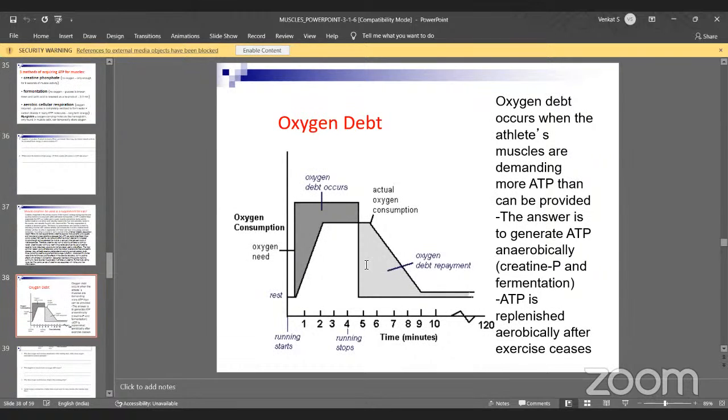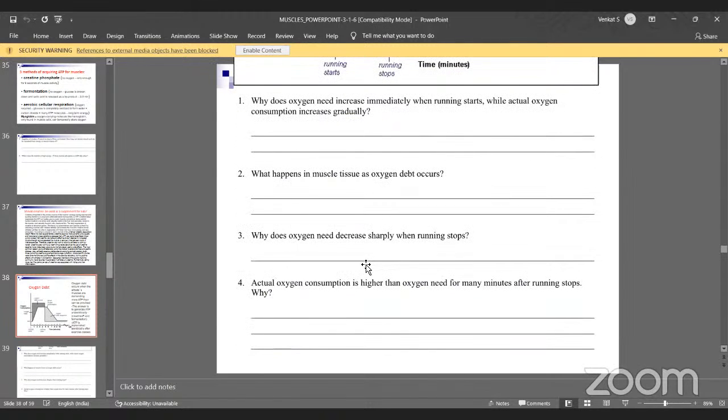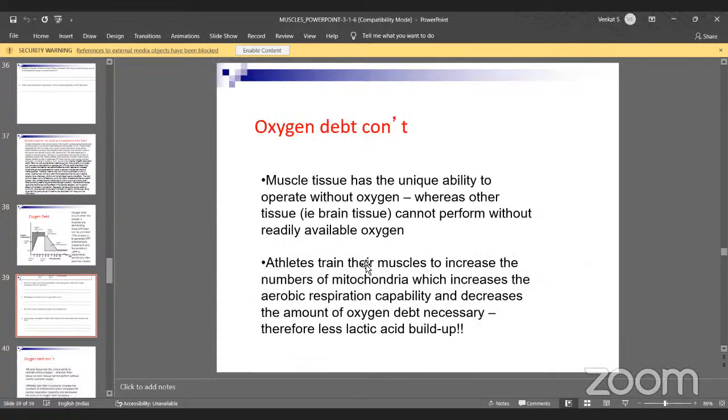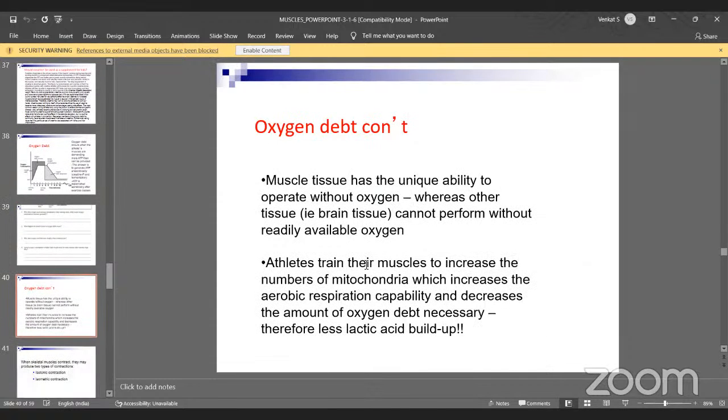Oxygen debt occurs when athletes' muscles are demanding more ATP than can be provided. The answer is to generate ATP anaerobically. The phosphate bond formation of ATP is replaced aerobically after exercise. Oxygen debt affects the muscles.